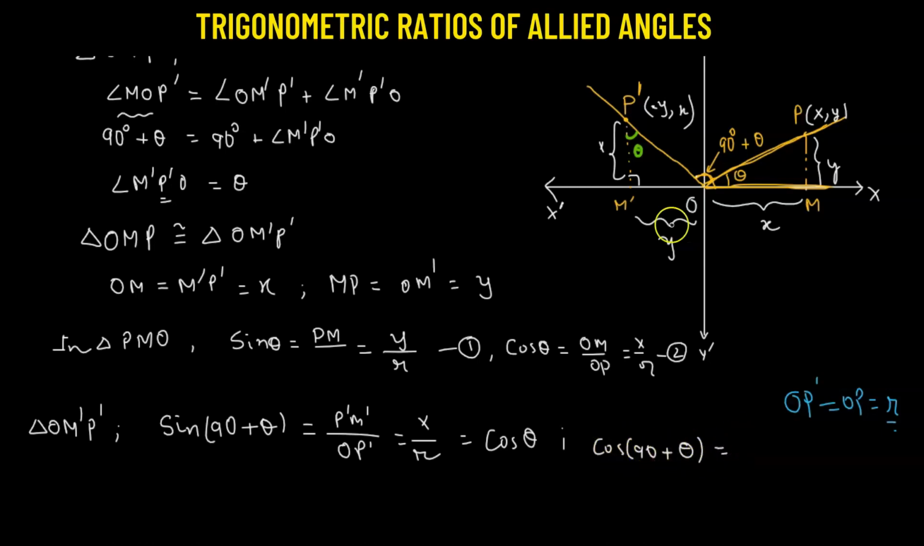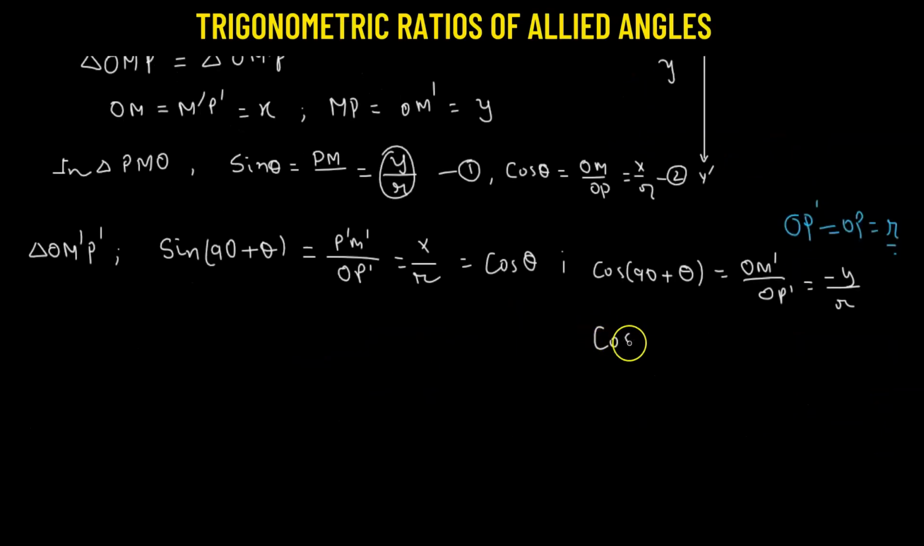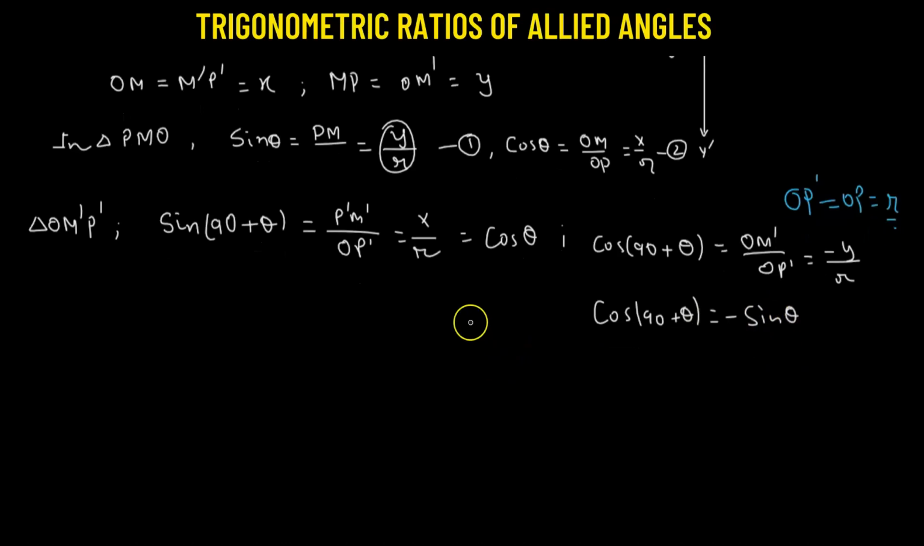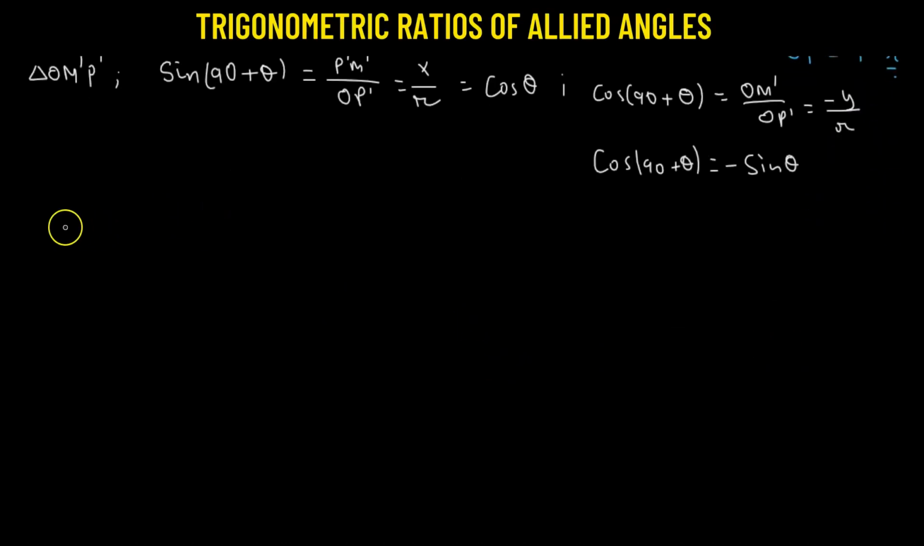So cosine 90 plus theta, we're going to use the same triangle OM prime P prime. So we have the base, which is OM prime, divided by the hypotenuse OP prime. The OM prime, we have defined that this is negative y. So we have negative y divided by r, and y over r is sine theta. So that means cosine of 90 plus theta is negative sine theta. Fine. So let's note both of these two values, which will be useful to find the other trig values. So we have obtained that sine 90 plus theta equals cosine theta, and cosine 90 plus theta equals negative sine theta.